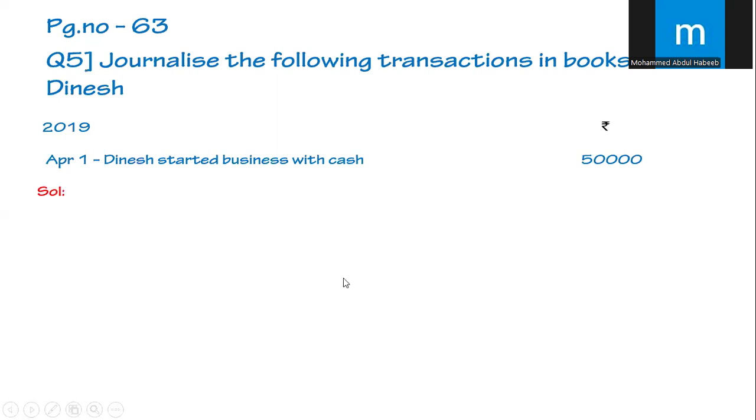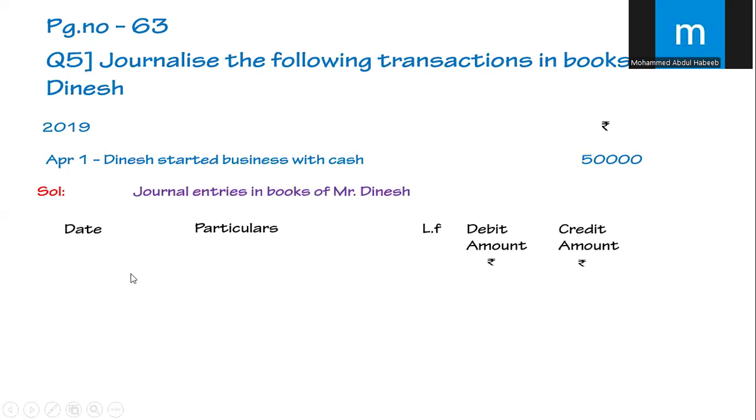Here is the solution. The format for journal entries is date, particulars, LF, which stands for ledger folio, and the heading will be taken as journal entries in books of Mr. Dinesh. As the transactions are given on 1st April 2019, here the date will be taken as 2019 April 1st.